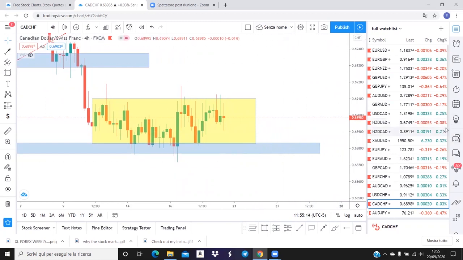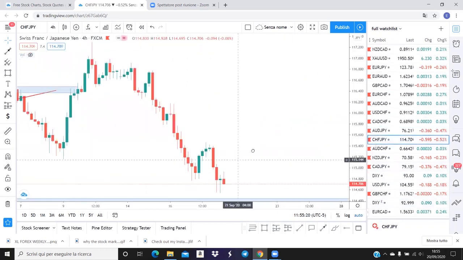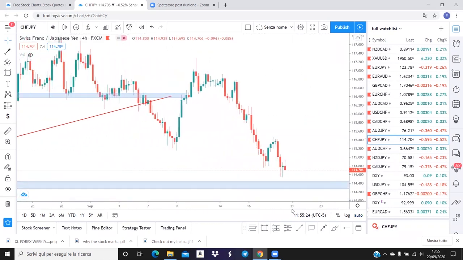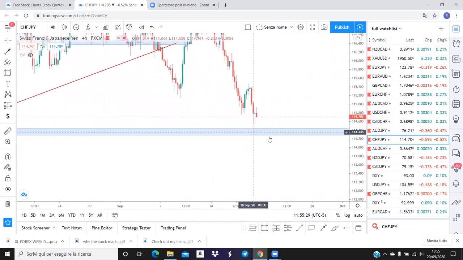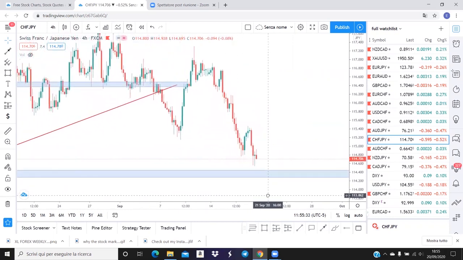Last pair is CHFJPY. Let's check it out. I believe that we are overall bearish on this pair, but of course we have to wait for what happens at this next support. So what I'm waiting for, and what we are all waiting for, is for the price to reach this support, and then we will wait and see what happens right here.